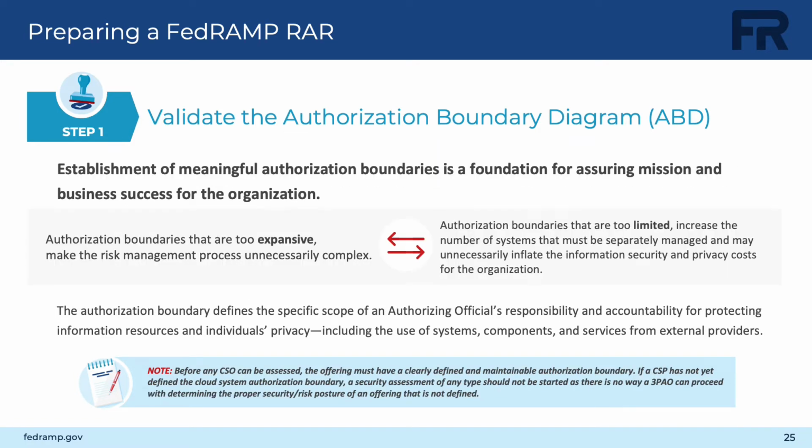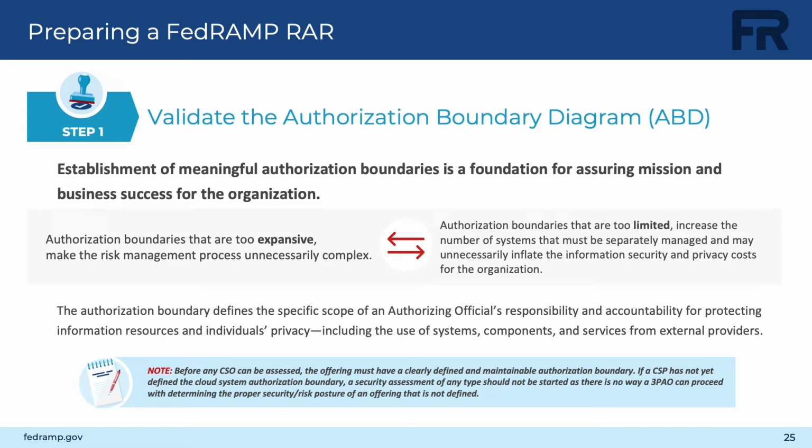Establishment of meaningful authorization boundaries is a foundation for assuring mission and business success for the organization. So let's take a look at finding the right balance. Authorization boundaries that are too expansive, such as the ones that include too many system elements or components, make the risk management process unnecessarily complex. Conversely, authorization boundaries that are too limited, such as ones that include too few system elements or components, increase the number of systems that must be separately managed and may unnecessarily inflate the information security and privacy cost for the organization.